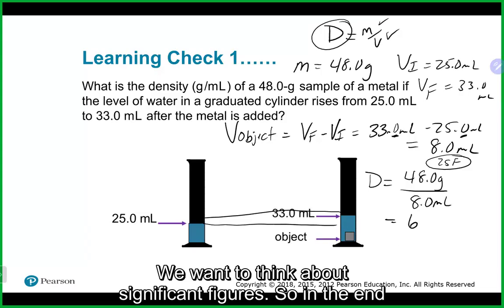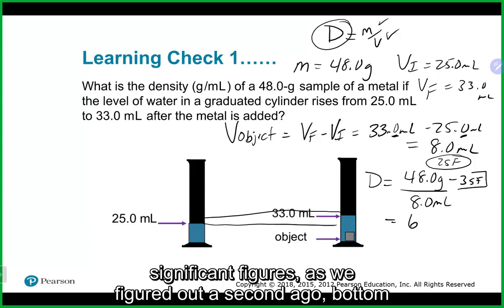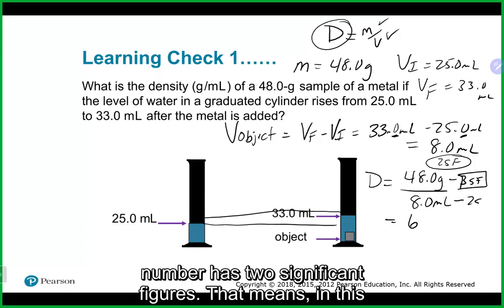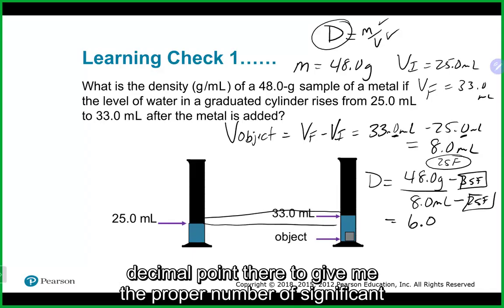Here we want to think about significant figures. So in the end here we divided. That means the top number here has 3 significant figures, as we figured out a second ago. The bottom number has 2 significant figures. That means in this particular case, I actually need to add a 0, right, with a decimal point there to give me the proper number of significant figures.